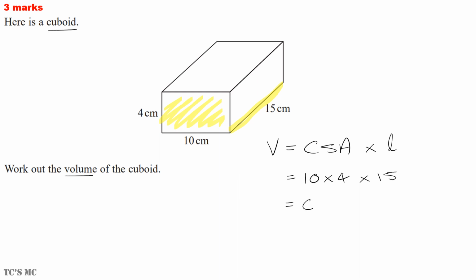That gets us 600, which is our second mark, and for that final mark, we must give the units, which is cubic centimeters. For having all of that, we have 3 marks.